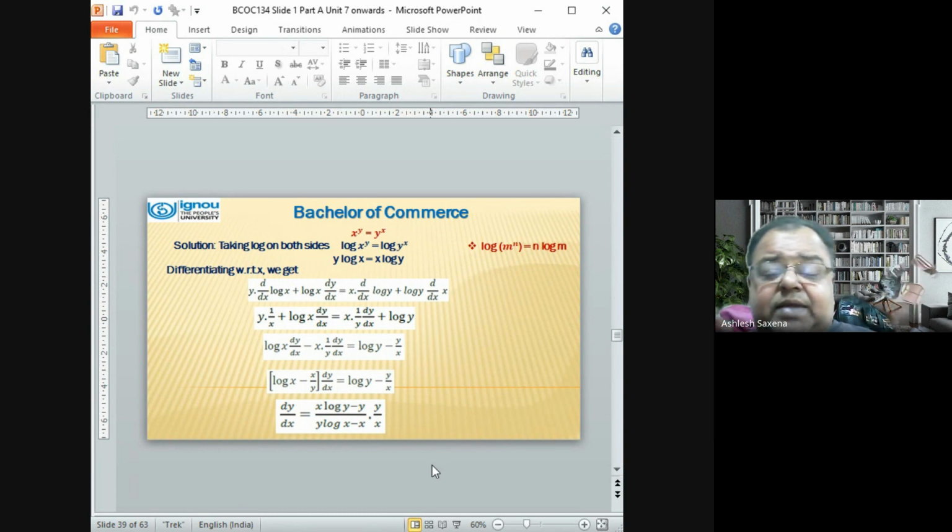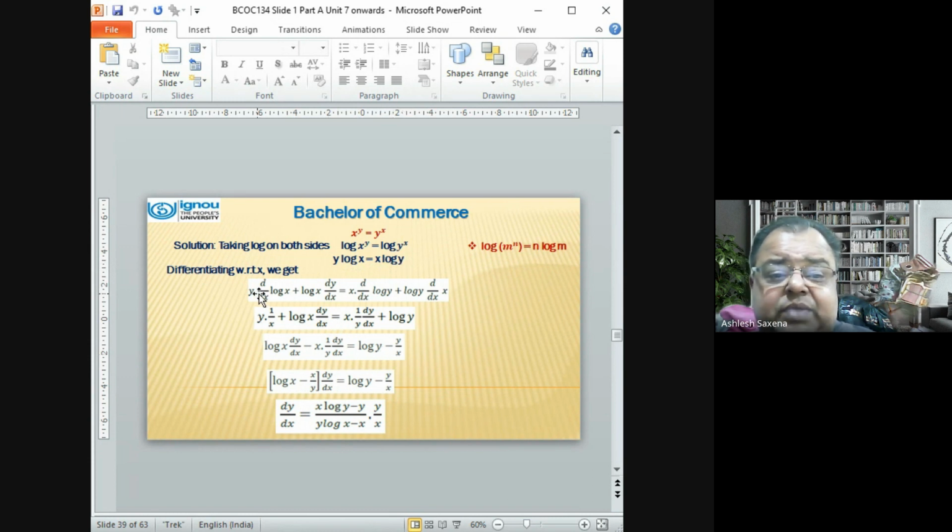We will be applying the product rule on both sides because now we have to differentiate. First function as it is, derivative of second function, plus second function as it is, derivative of first function, is equal to first function as it is, derivative of second function, plus second function into derivative of first function. Your first function over here is y, and your second function is log x. But on the right hand side, your first function is x, and the second function is log y.